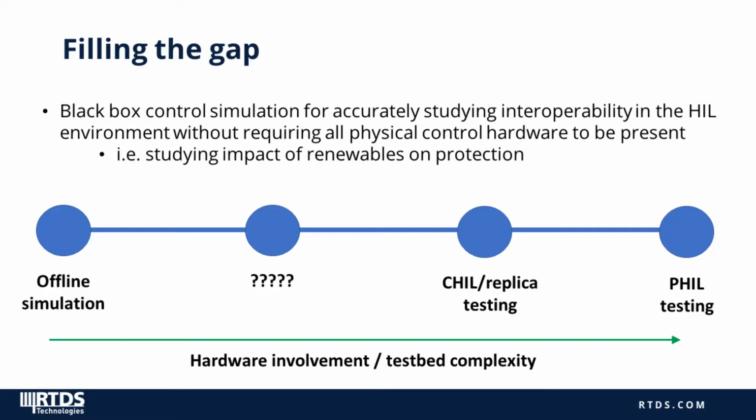Black box control simulation comes in where those question marks are. It allows for accurately studying interoperability in the HIL environment without requiring all physical control hardware to be present. So if a utility is installing a large-scale inverter nearby to series compensated line protection, black box control simulation allows them to get the detailed behavior of that inverter controller without having the actual controller present or the inverter. So it's reducing hardware complexity, and it's a very convenient solution.